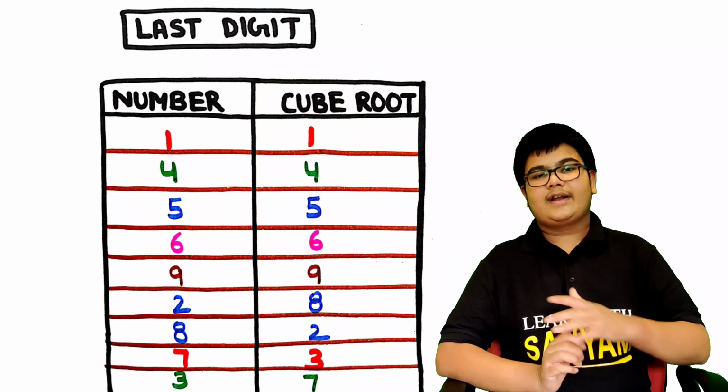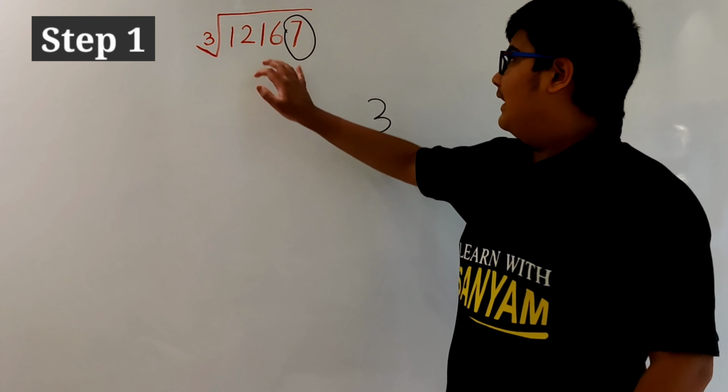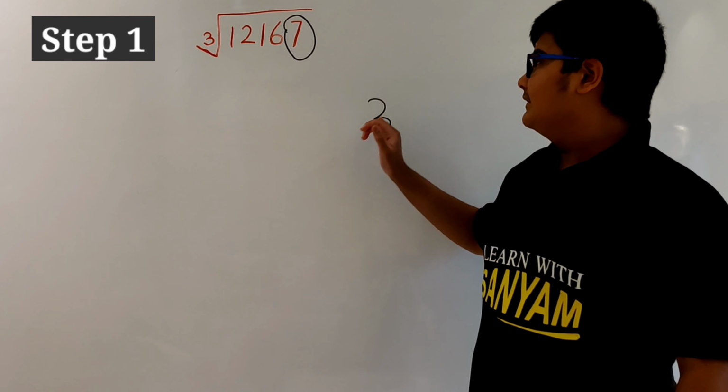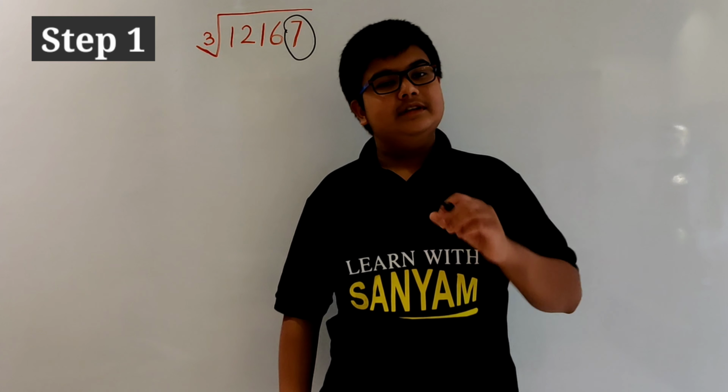Now let's start with the trick. So here we have done step 1. As the last digit of this number was 7, we have put the last digit of the cube root as 3. Now let's do step 2.